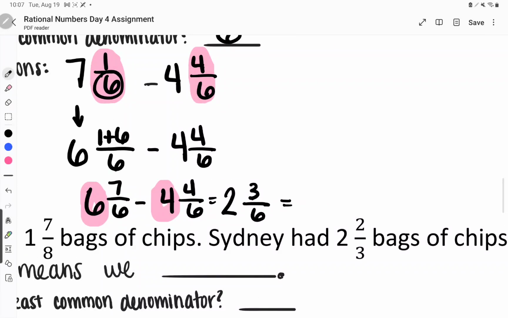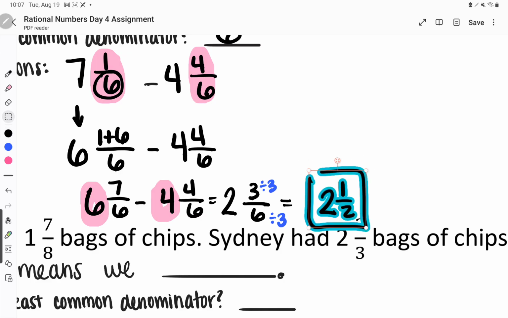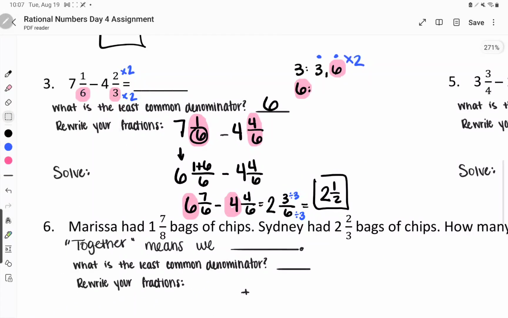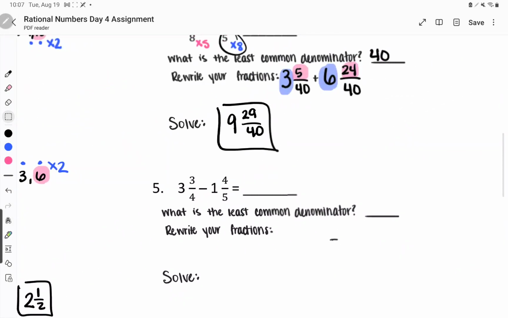This 3/6 is going to simplify because both 3 and 6 are divisible by what? 3. And that's going to give me 2 and 1/2. The other way that you could have done that would be the Texas method, and I'll show that to you in just a second if this way over here confused you, okay?